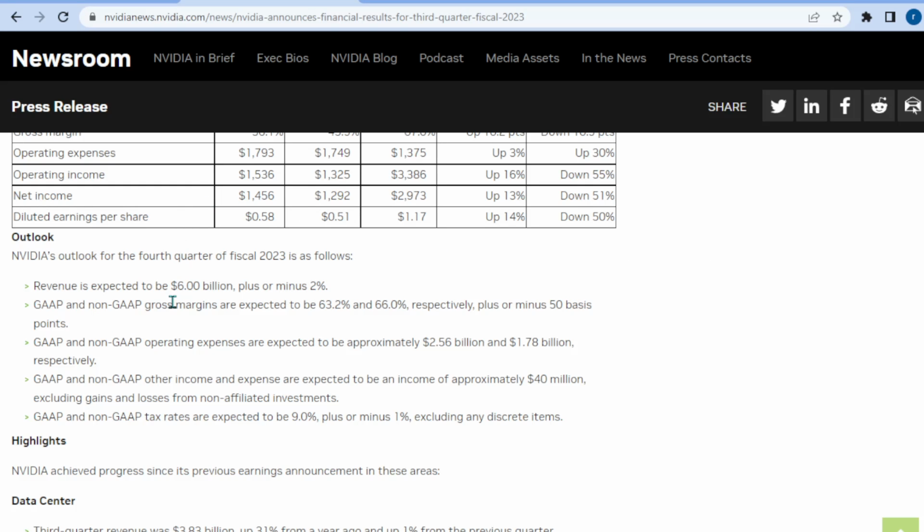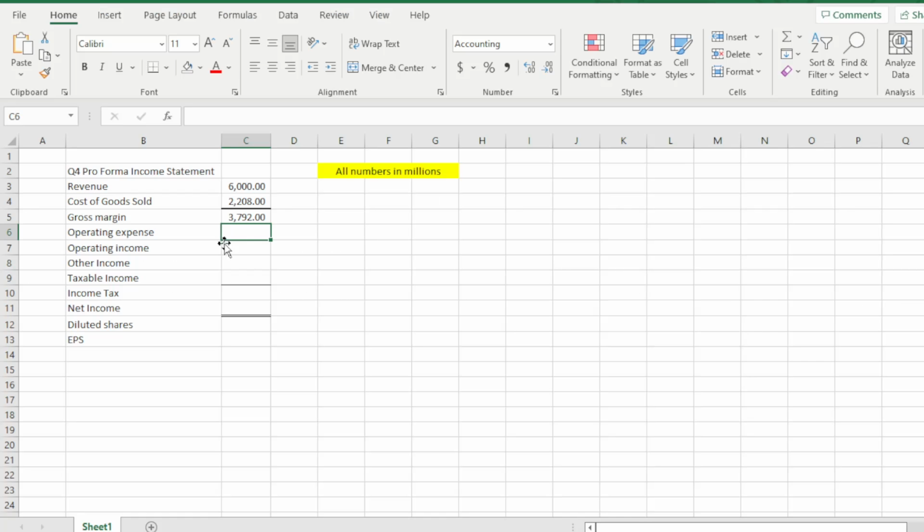Now I have these operating expenses. What is this operating expense? Well, it says right here it's approximately 2.56 billion. So we're going to go ahead and plug that in. That's 2,560.